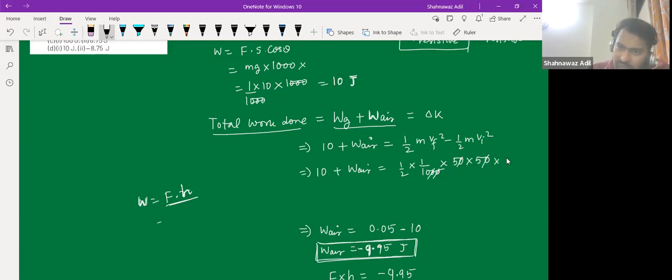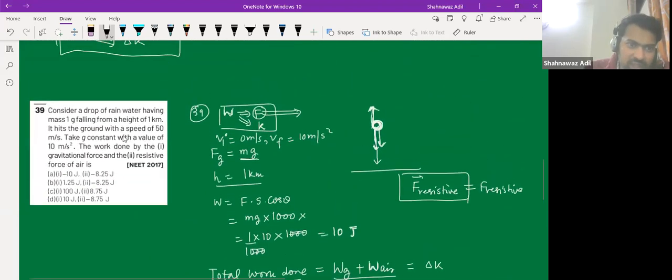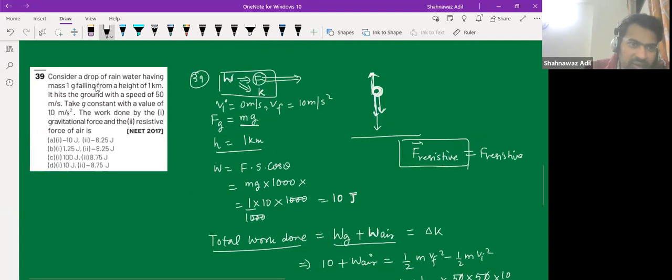So again, let's multiply by 10 and divide by 10. Sir, shouldn't we do 50 minus 10? Final minus initial. Yeah, initially it is 0, right? The raindrops are falling from a height of 1 kilometer. So they are falling from here, and they don't have any initial velocity. Then before reaching the ground, their velocity is 50. So V final is not 10, it is 50 meter per second, right?